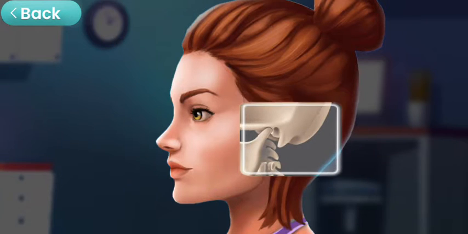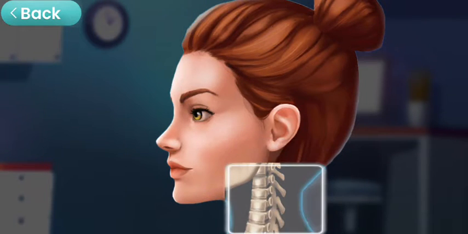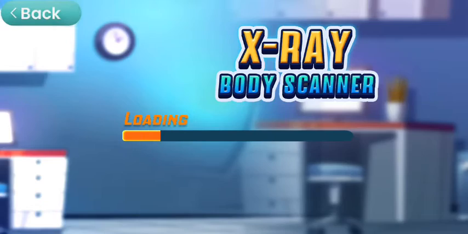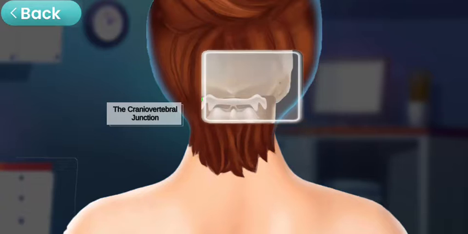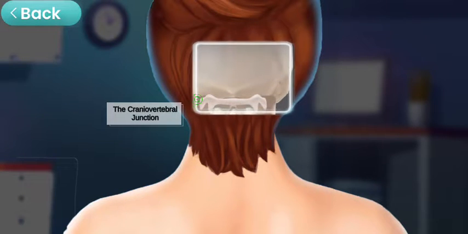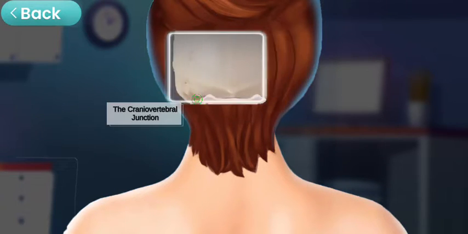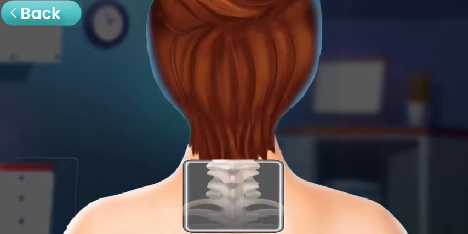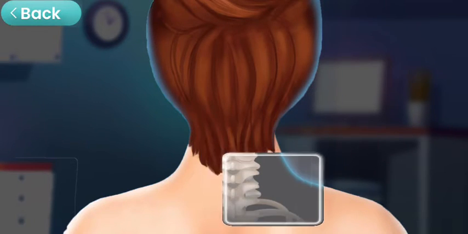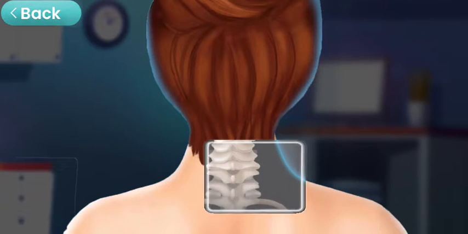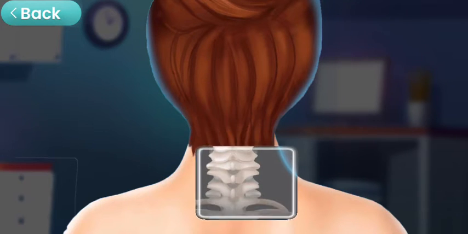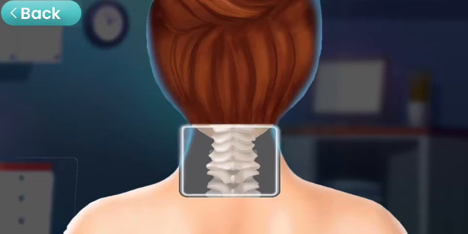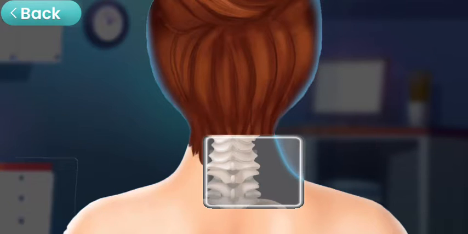So let's look at the back part of the head. In the back part of the head, you can see the cranial vertebral junction here that attaches to the skull and runs down through what is called the spine. So we also have the back here and this other side. So we are going to look at the names of the bones that form the skeletal system. Let's go to the next slide.